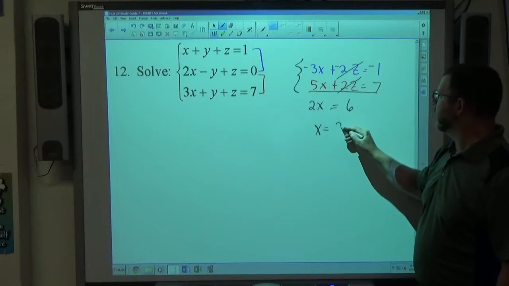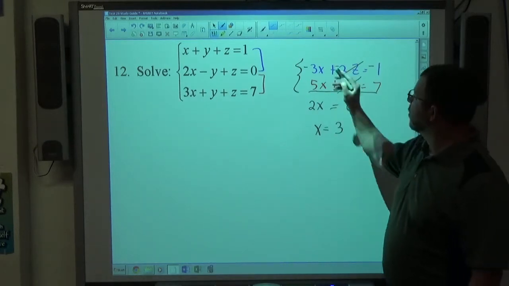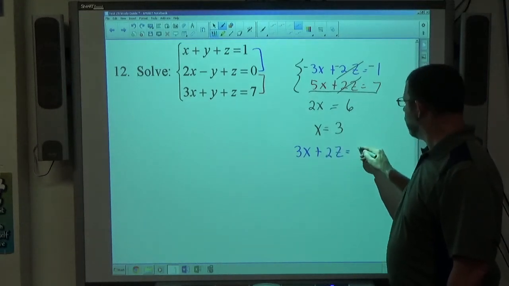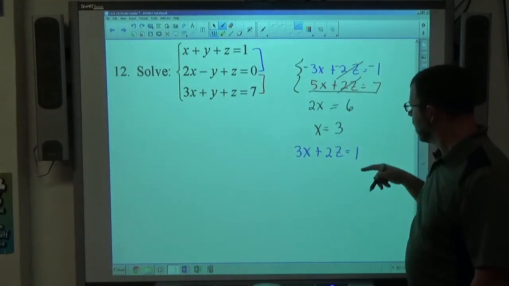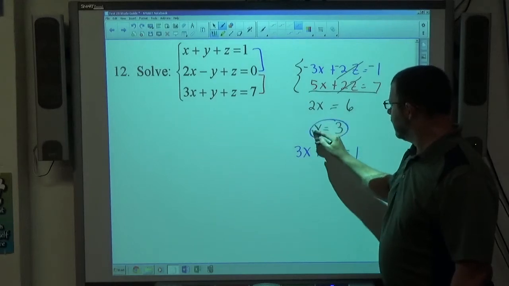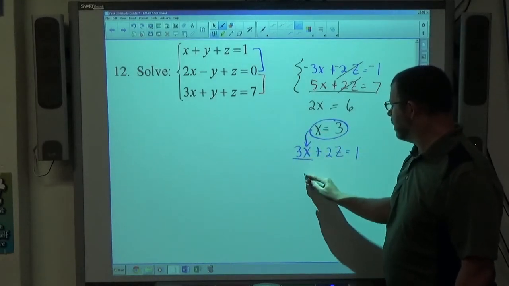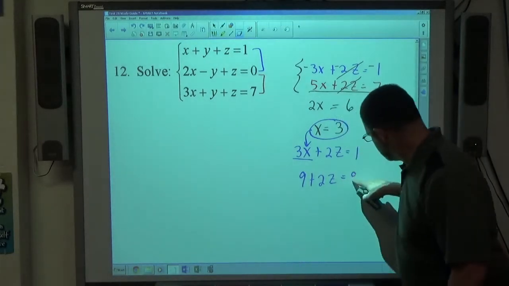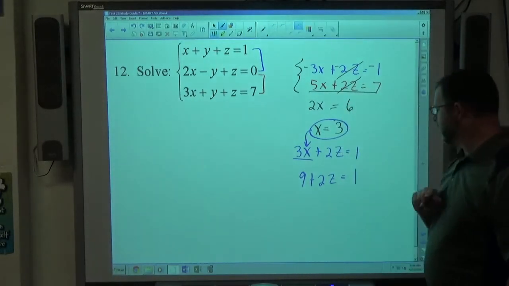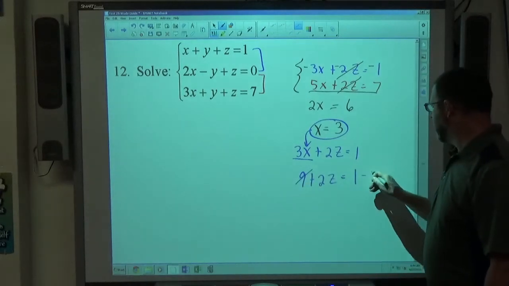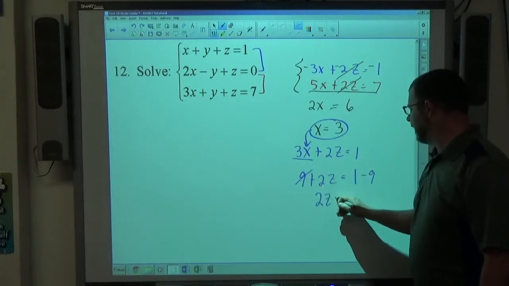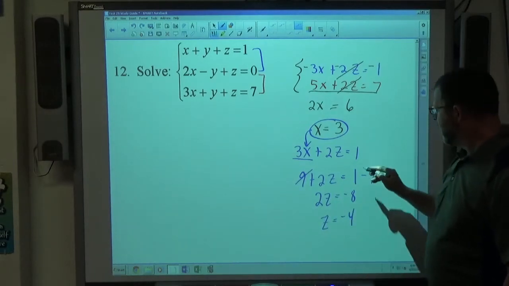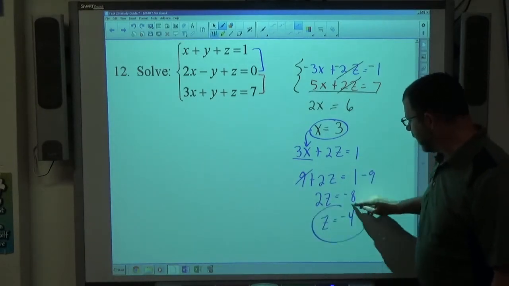Divide, we get x equals 3. I go back to, let's say, the blue equation that says 3x plus 2z is equal to 1. That's our original blue equation. We just figured out x equals 3. So this term, 3 times 3 becomes 9. So 9 plus 2z is equal to 1. Move the 9 over, subtract, we get 2z is equal to negative 8. We divide by 2, we get z is equal to negative 4. Now I know x equals 3, z equals negative 4.